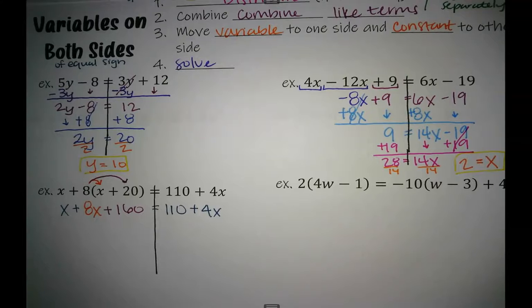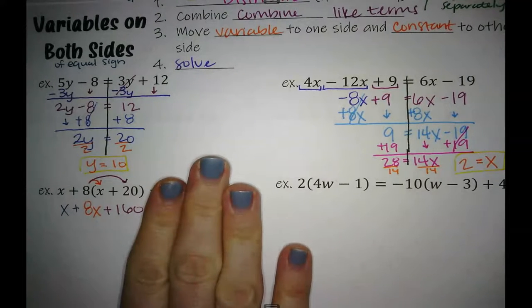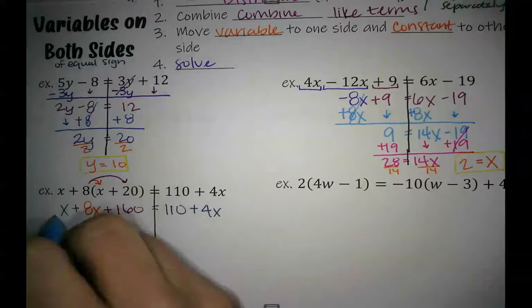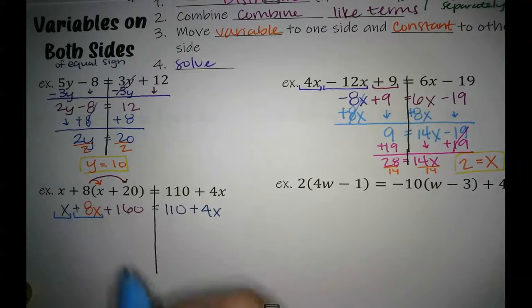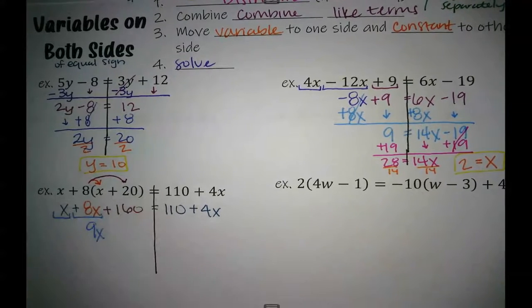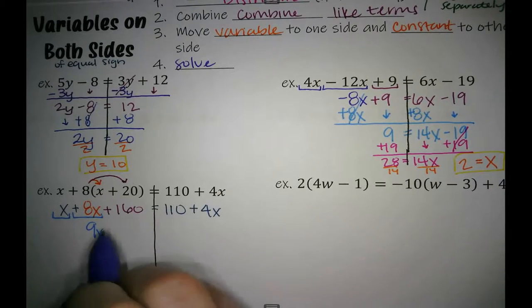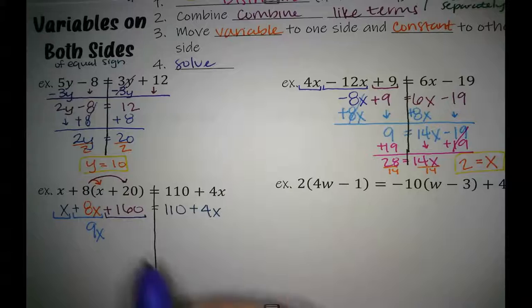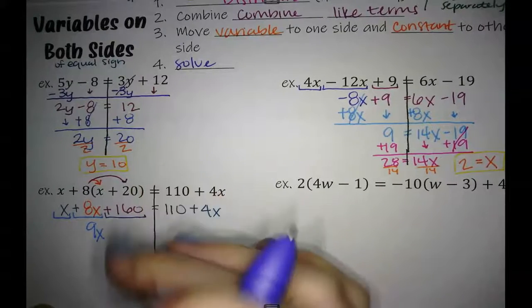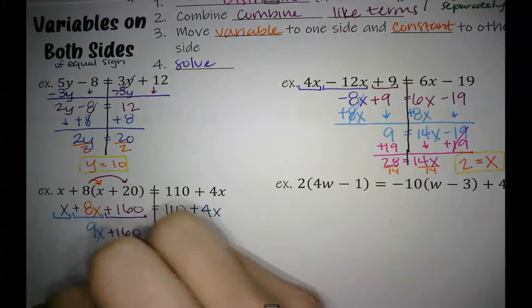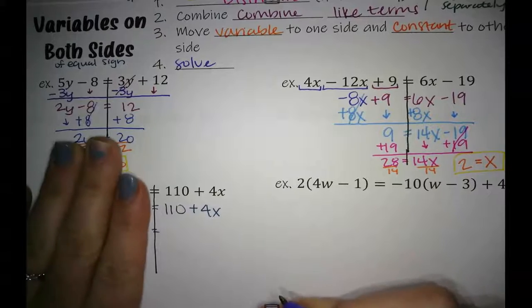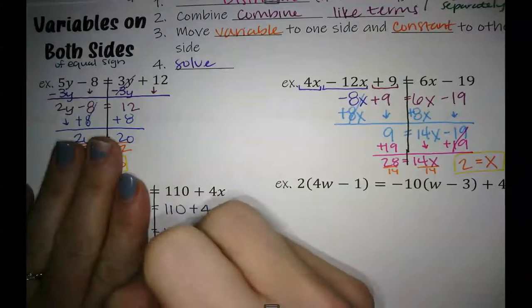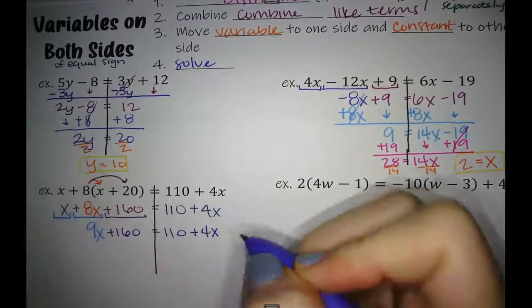All right, on this side, do we have something to combine? We do. We have a 1x here and a positive 8x here. So 1 plus 8 gives me 9x. Then I have this positive 160. I have nothing on this side to combine it with, so I've got a positive 160. On here, we cannot combine these terms, so they just stay the same.